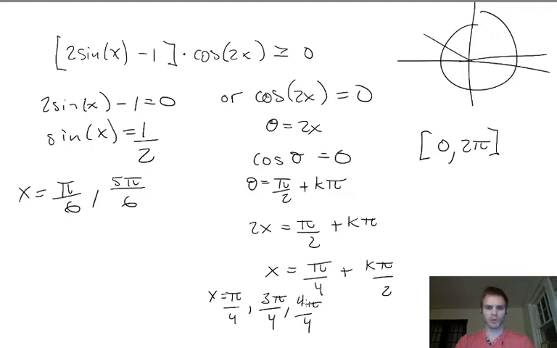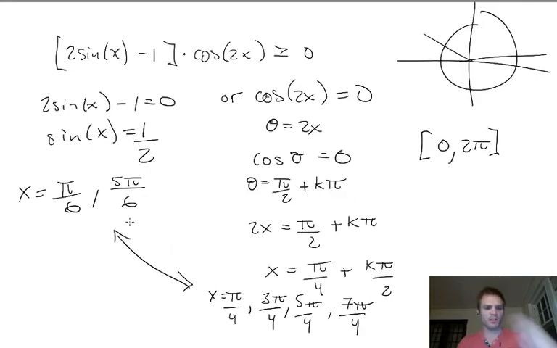Actually, let me check that. Pi over 4 plus pi over 2 is 3 pi over 4, and then pi over 4 plus pi is 5 pi over 4. Almost led you astray there. 5 pi over 4 is in the interval. And then we'll get 7 pi over 4, which is also in the interval. And I think that is it. That's the last one that's in the interval. So all of these should be answers.